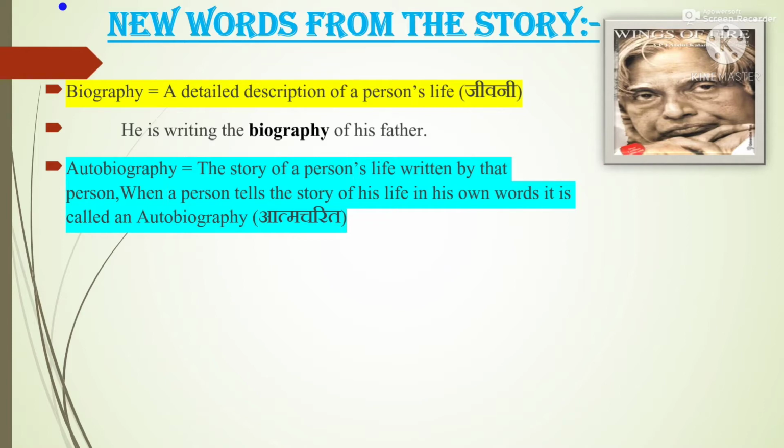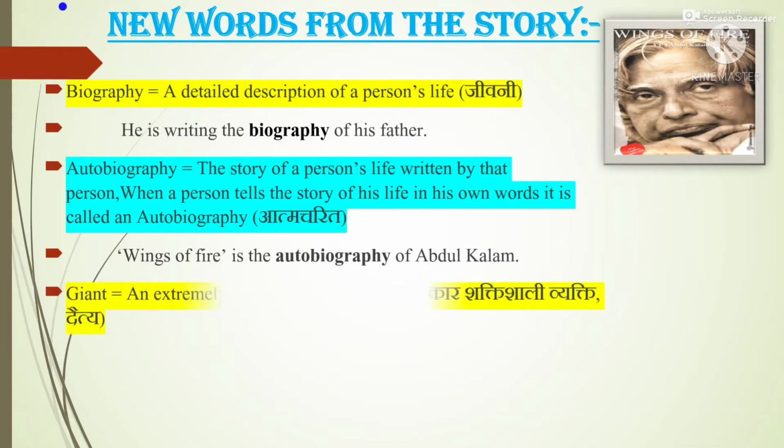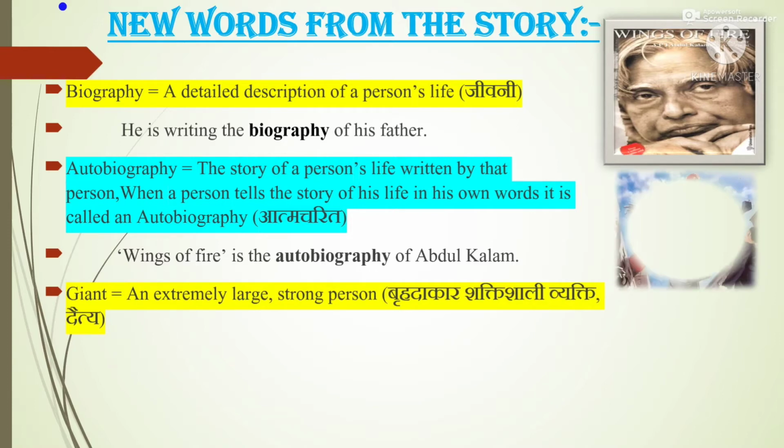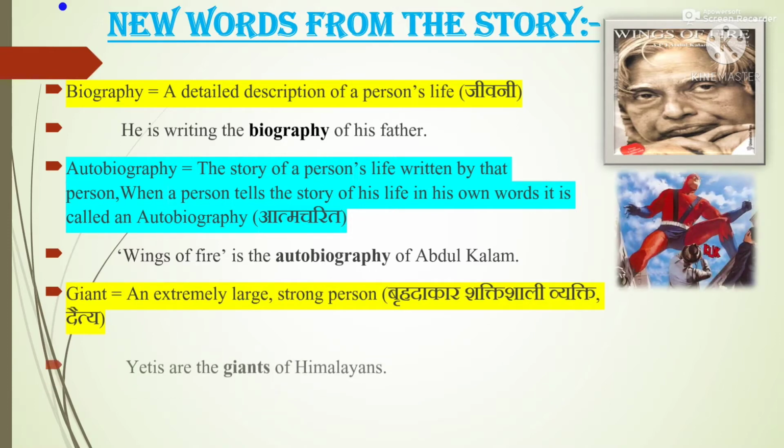Then autobiography means the story of a person's life written by that person. That means when a person tells the story of his life in his own words, it is called an autobiography. Atmajivani, Atmacharit. Wings of Fire is the autobiography of Abdul Kalam. You can see the picture at the corner. Then giant means an extremely large, strong person. You can see a picture of a giant, a red colored giant. Yetis are the giants of the Himalayas.